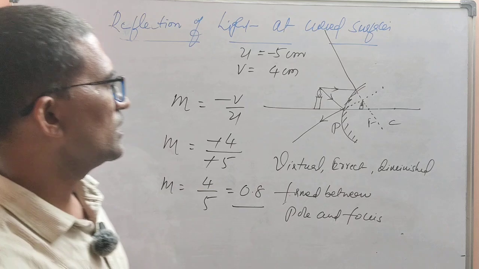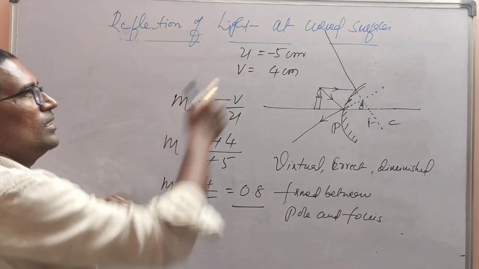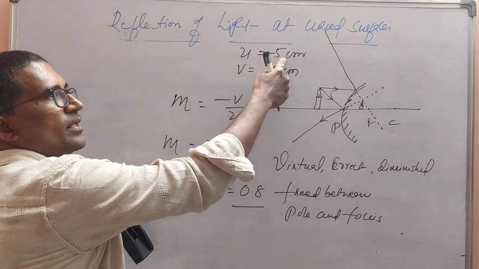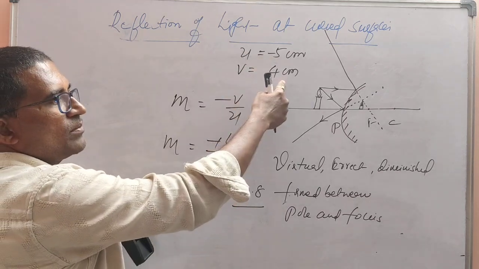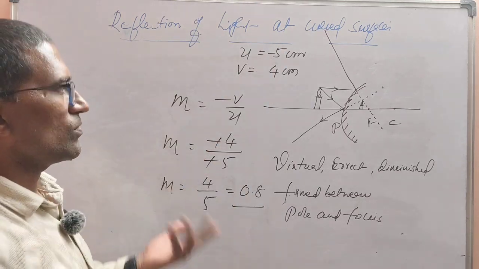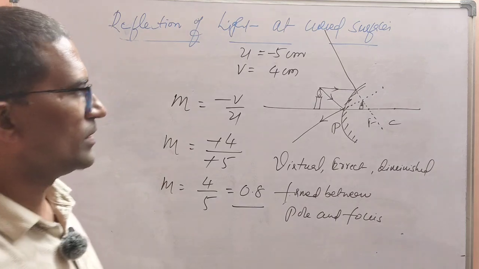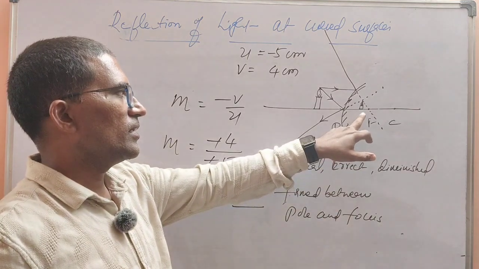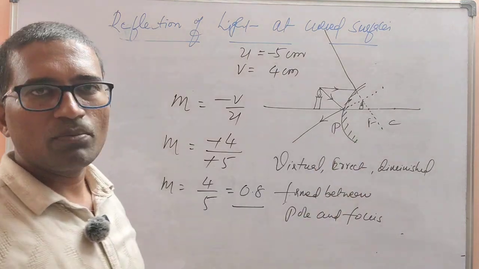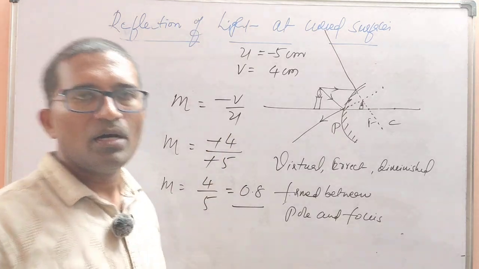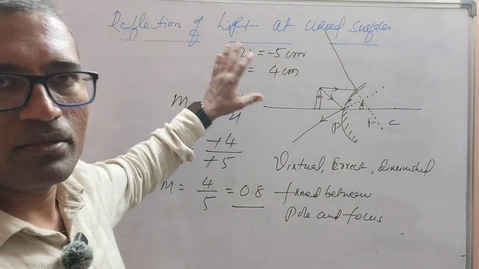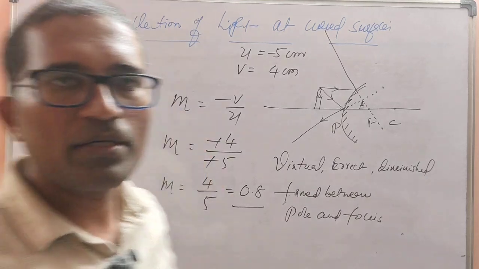Now here in this case, the object distance is 5 centimeter, which according to conventions is minus 5. The image distance is 4 centimeter. And the focal length, as usual, we know the value given. This is the way to do a problem related to a convex mirror when the respective data is given. I hope you all understood.